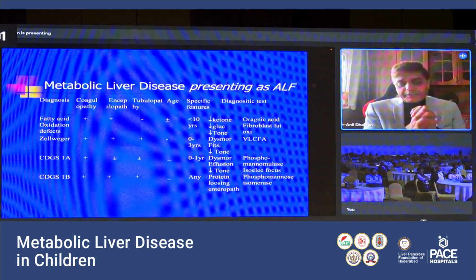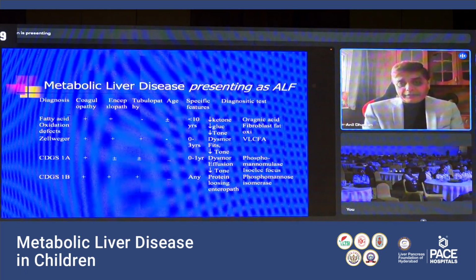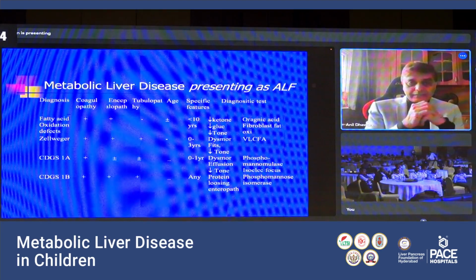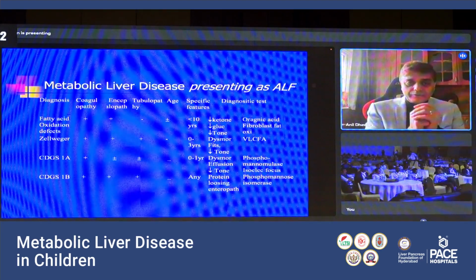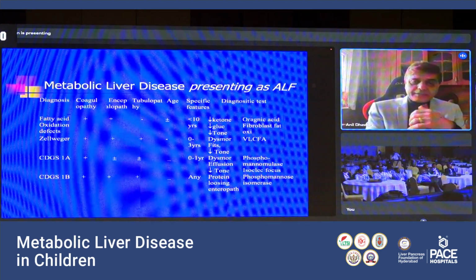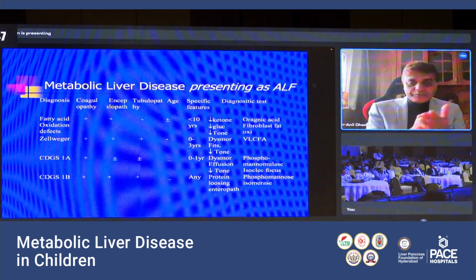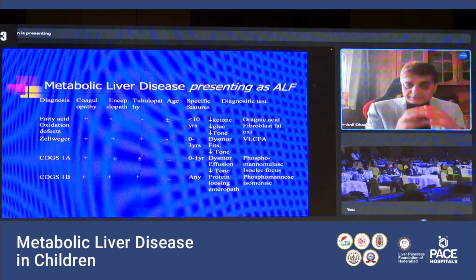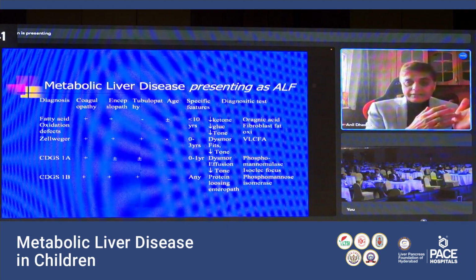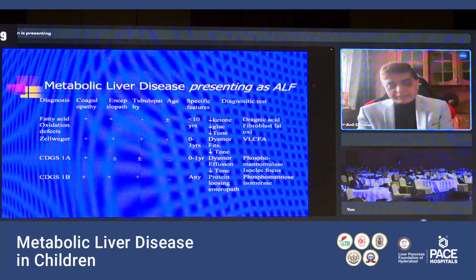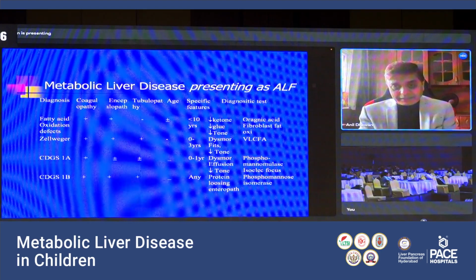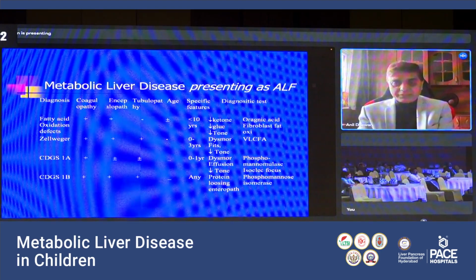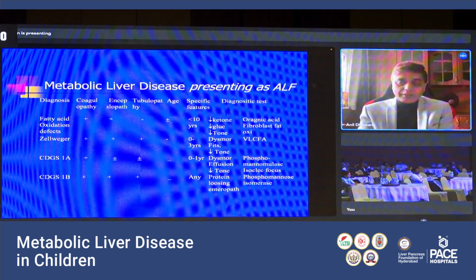For children who present with metabolic liver disease as acute liver failure, I think this is the diagnostic protocol you can follow. Fatty acid oxidation defects have a coagulopathy, as I showed you in the previous pictures, that bruising in the child. Zellweger, the age varies, and there are diagnostic tests. The problem with these diagnostics is you can suspect, but there is no shortcut. You have to do tests for every single condition. Every single condition has its own diagnostic test.